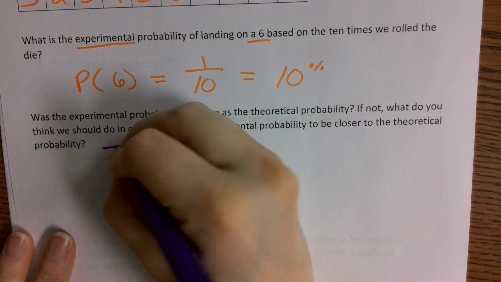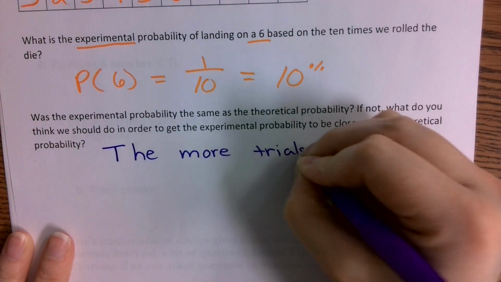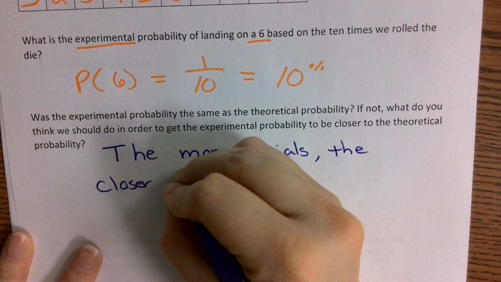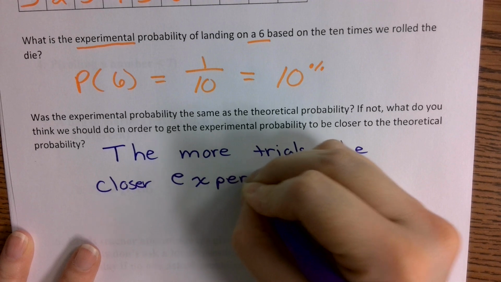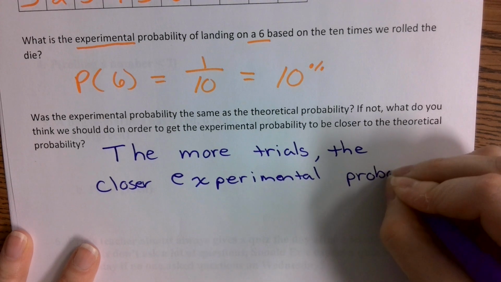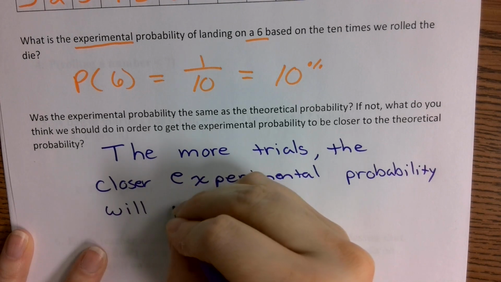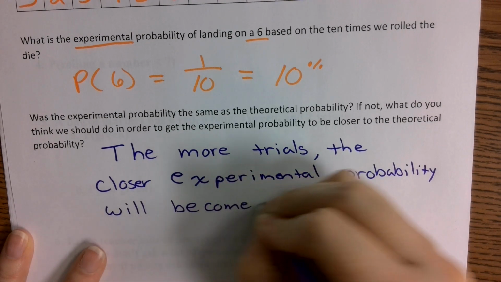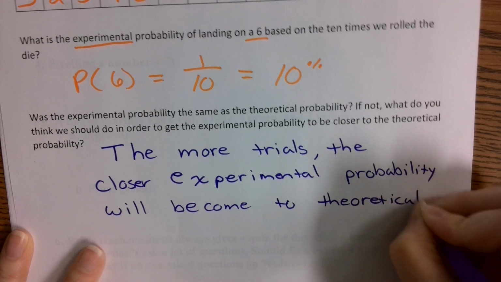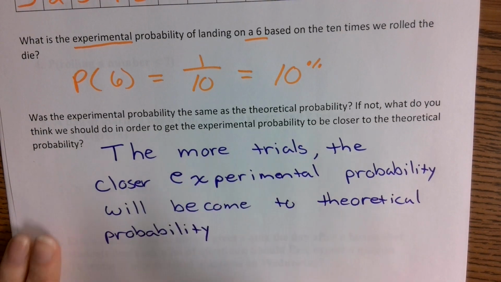Okay, so write that down. The more trials, the closer your experimental probability will become to your theoretical. Okay, the more times that you perform the experiment, the better.